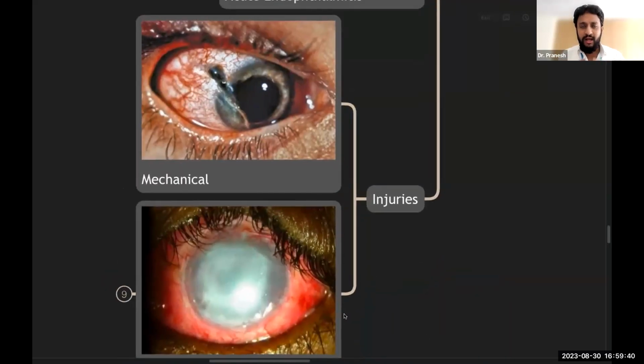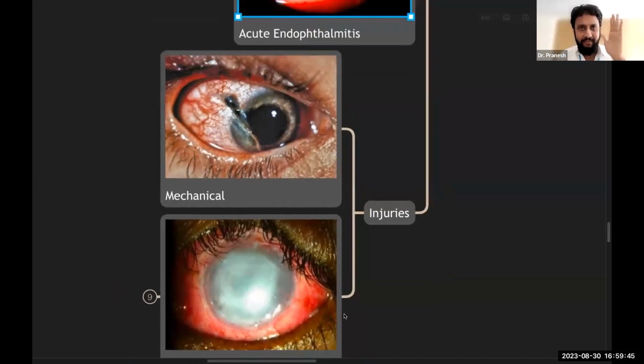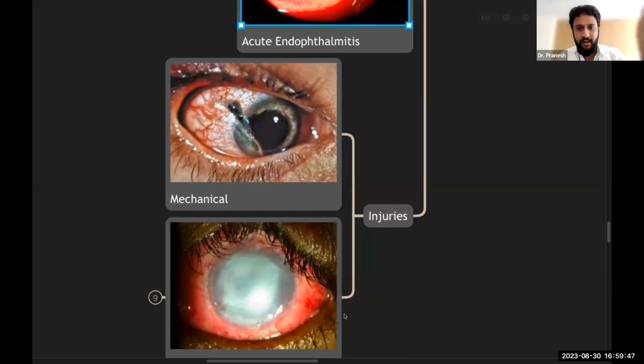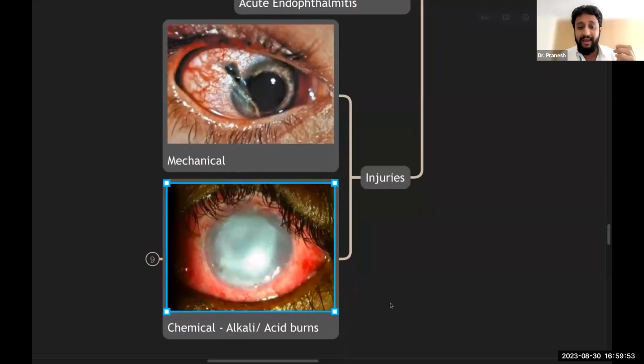Injuries or trauma is quite varied. It's quite a vast topic, but I just want to tell that any patient presenting to you with a trauma, defective vision, refer the patient as early as possible. Okay, any mechanical trauma or even chemical injuries, it is important.